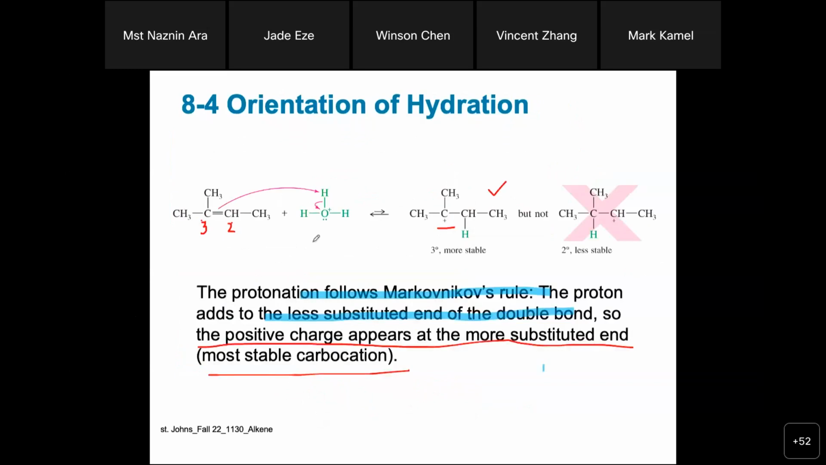Orientation of hydration: this is the same thing. Follow the Markovnikov rule. You need to find the carbon that is more stable or less stable. The hydrogen goes to the less stable part, and the more stable part goes for the nucleophilic attack, and then you get the alcohol, OH, in that case. You can see this is the major product, and this is not.